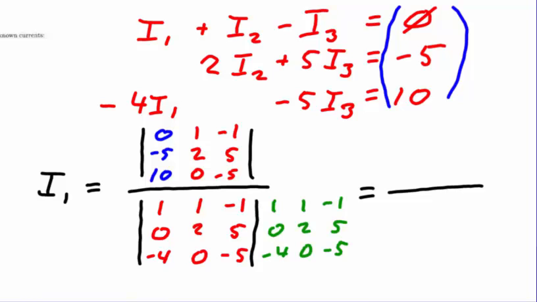The three positive diagonals begin in the top row and go to the right of the real determinant, and we multiply along diagonals. The product of 1, 2, and minus 5 is negative 10. The product of 1, 5, and minus 4 is negative 20. And the third positive diagonal has two zeros, so the product is 0 and makes no contribution.